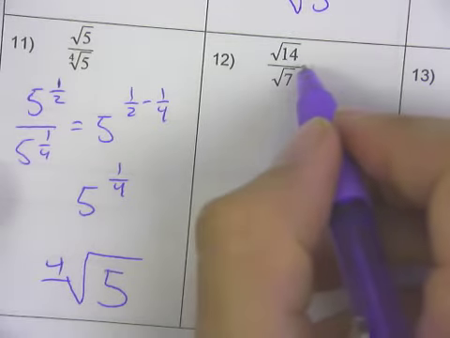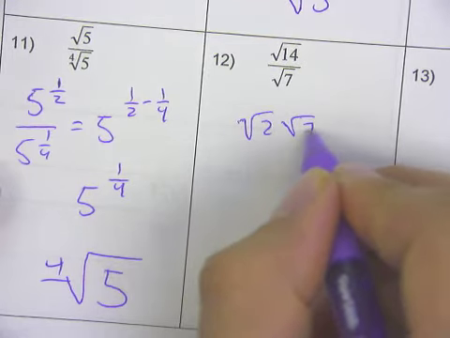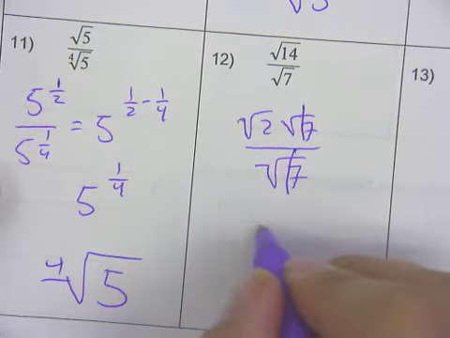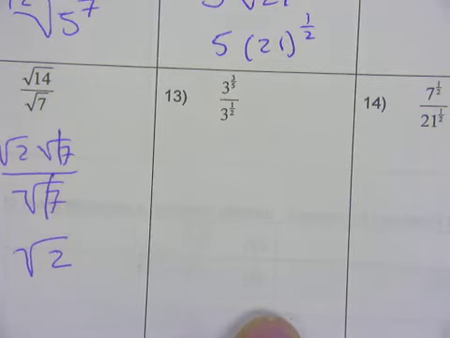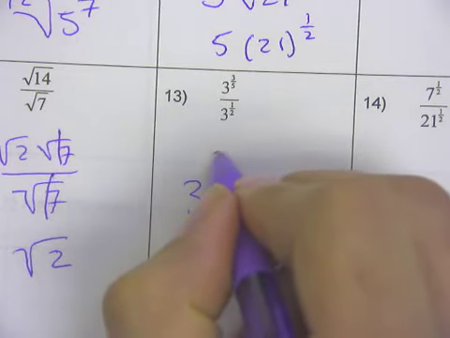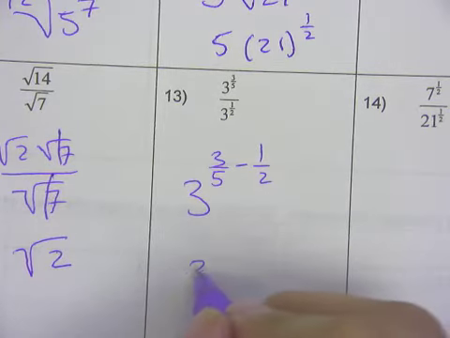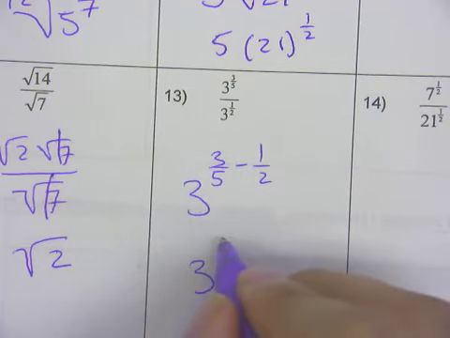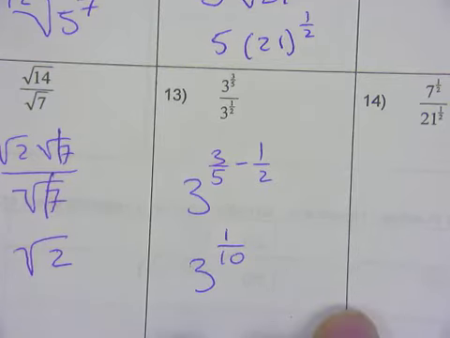Right. Now on number 12, I would probably just say, okay, well this is easy enough to see as the square root of 2 times the square root of 7 over the square root of 7. Square root of 7 divided by the square root of 7 is 1. So all I have here is the square root of 2. On number 13, I can just go ahead and deal with this subtraction, no big deal. I would have 3 to the power of 3/5 minus 1/2, which would be 3 to the power of, let's see, that would be 6 minus 5 would be 1/10, I believe. Double check my arithmetic, I'm not promising it's right.